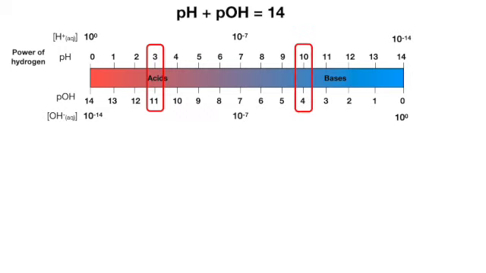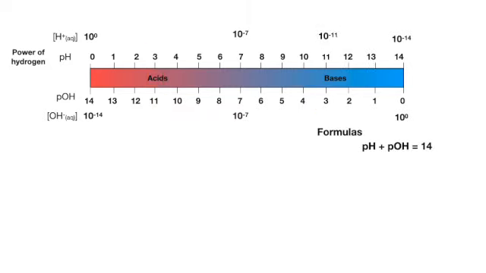Now let's look at some formulas. In this course, pH plus pOH equals 14 every single time. 11 and 3, 14. 10 and 4, 14. pH plus pOH always equals 14. That's our first formula. We can be given the concentration of acid, and we can find the pH from it. Or we can go the other way too.